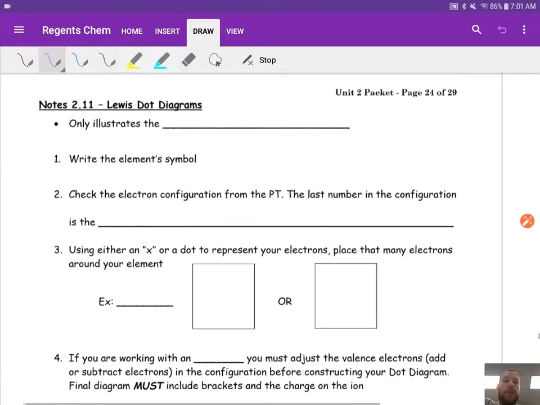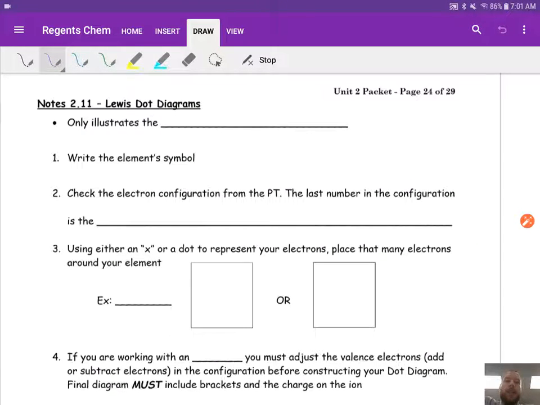This is video 2.11. We're going to talk about Lewis dot diagrams. These are something we're going to use throughout the year, and they're very important. When we get to bonding, we will exclusively be drawing these because they only illustrate the valence electrons. Those valence electrons, as I've already alluded to, are the only ones that actually do anything when we bond. So they're the most important to us.